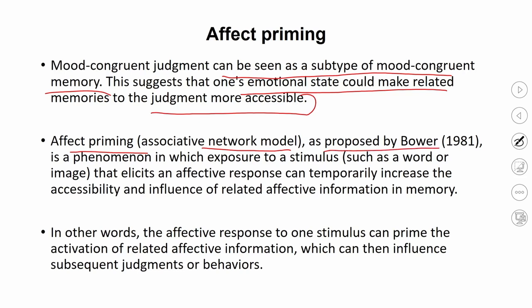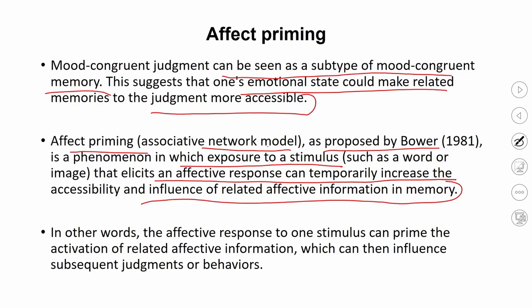That model was proposed by Bower in 1981. It's a phenomenon in which exposure to a stimulus, such as words or images, elicits an affective response and can temporarily increase the accessibility and influence of related affective information. So this is what we have already discussed in the associative network model of Bower. So that is basically talking about affect priming as a phenomenon.